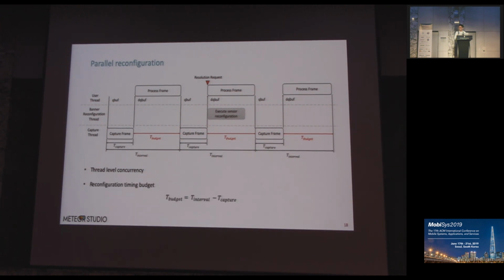And we define the reconfiguration timing budget to be a function of the frame interval and the capture time. And the frame interval and the capture time are influenced by different camera parameters. However, if this reconfiguration latency falls into this timing budget, it can be completely hidden. And in all our evaluated workloads, the reconfiguration latency can always be hidden.